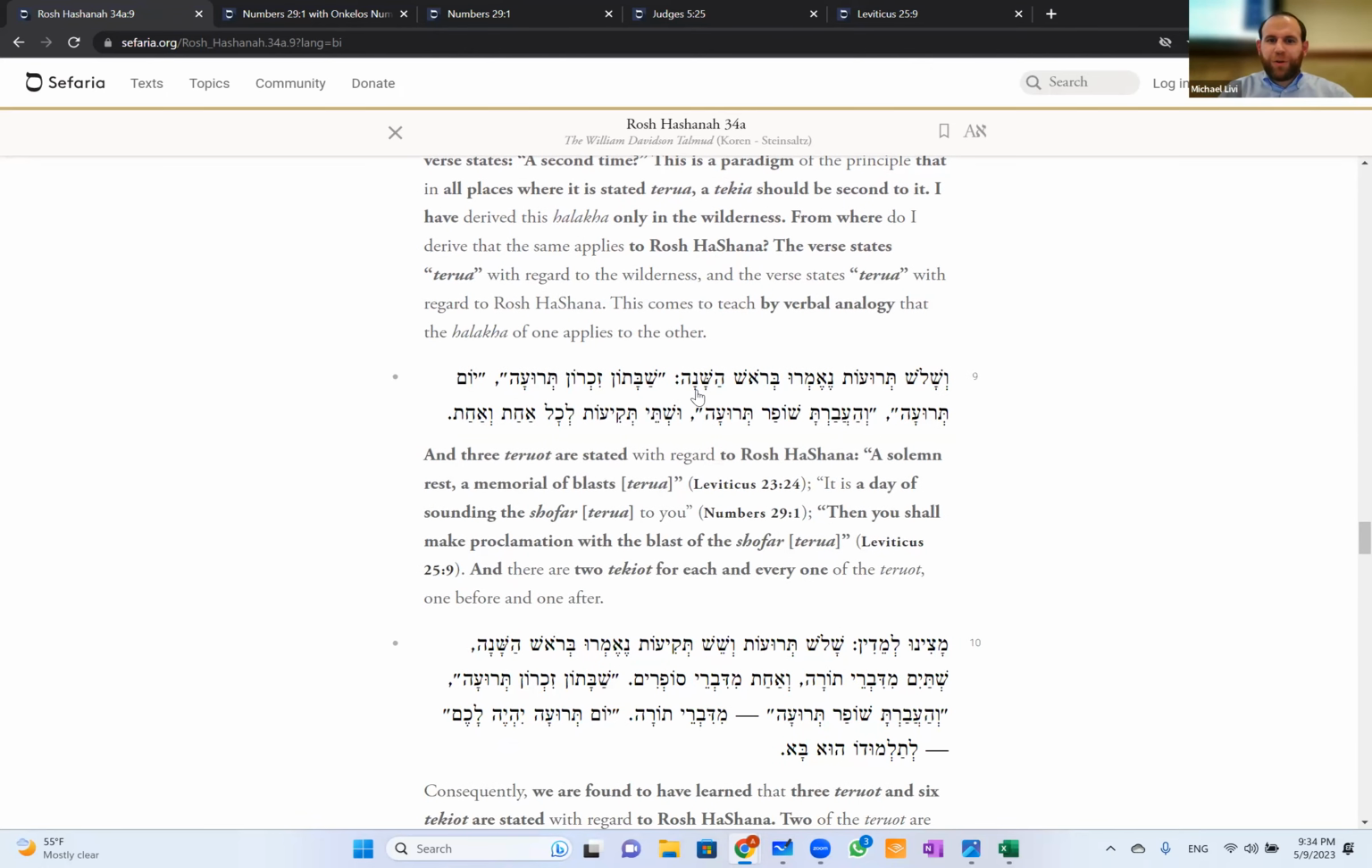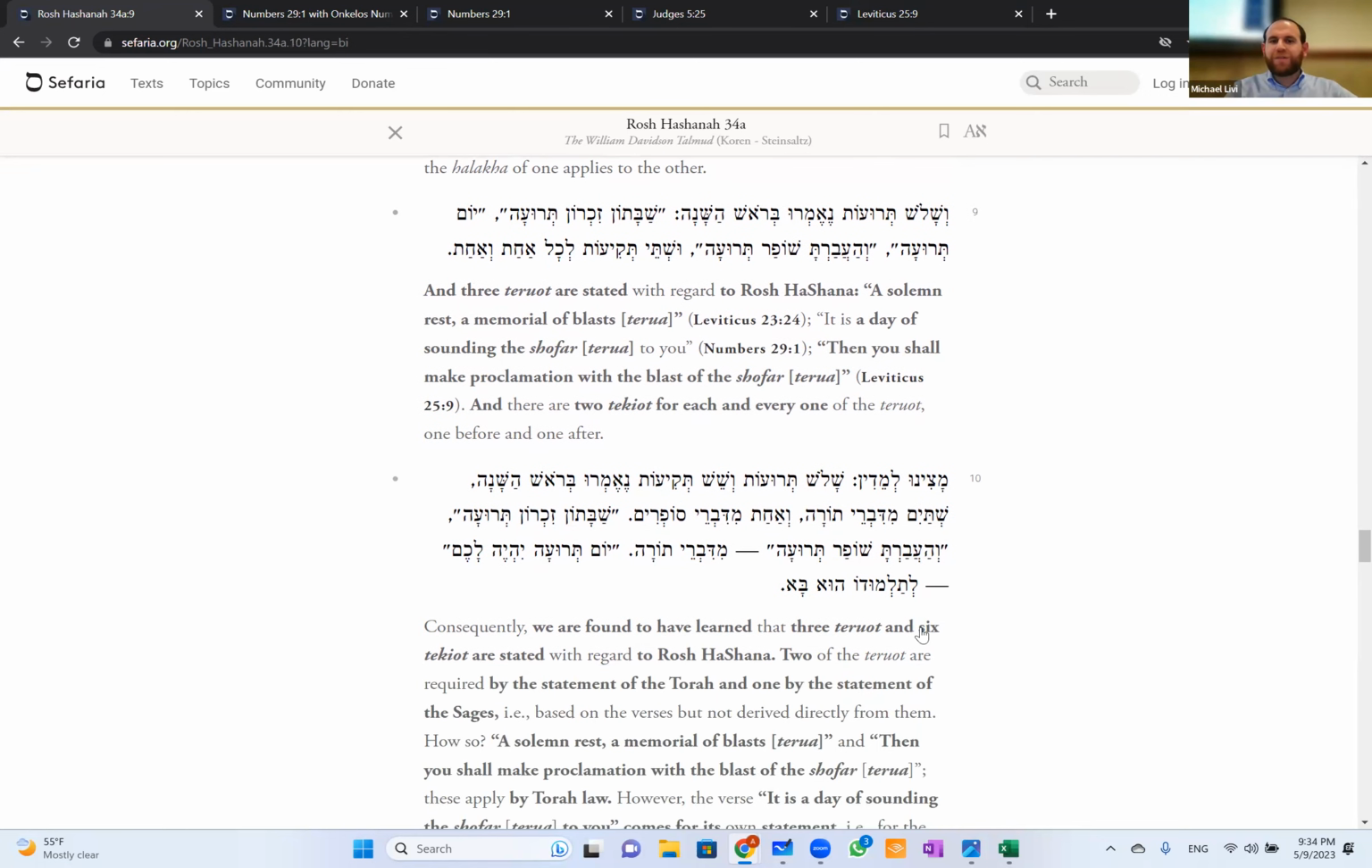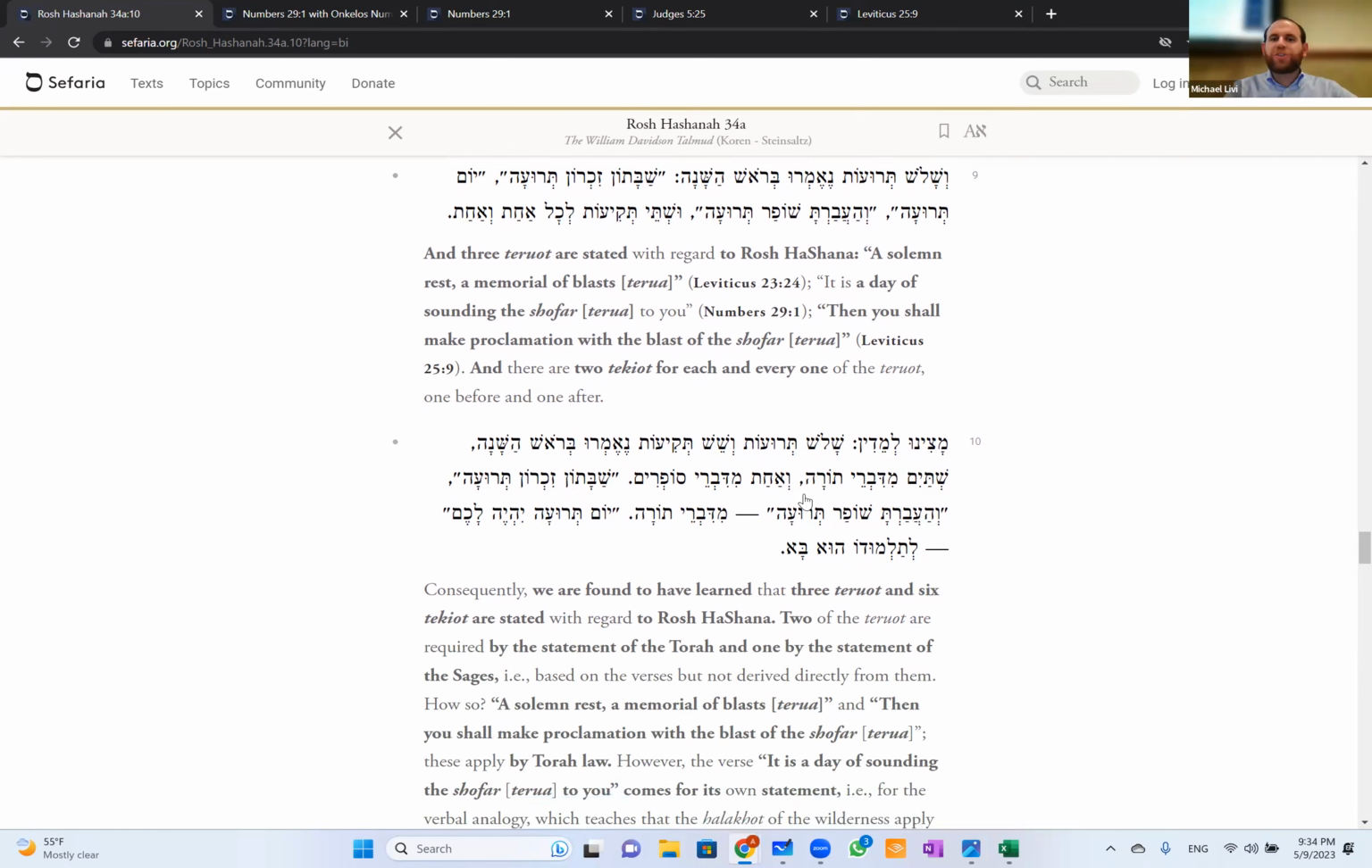"V'shalosh teruot ne'emru b'Rosh Hashanah." It says teruah three times by Rosh Hashanah. "Shabbaton zichron teruah," that's in Parashat Emor. "Yom teruah," that's in Parashat Pinchas. "Ve'avarta shofar teruah," that's in Parashat Behar. That's actually about Yovel. "Ushtei tekiyot lechol achat ve'achat." Each of those three needs to have a tekiah before and after. So the final conclusion is shalosh teruot: you need to have three teruot and six tekiyot related to Rosh Hashanah.